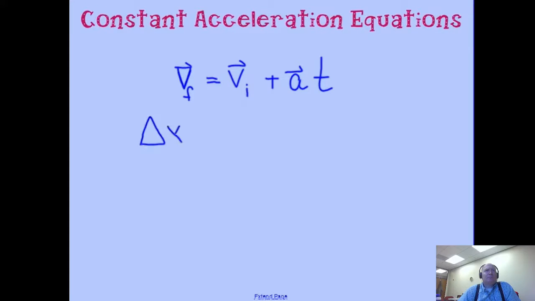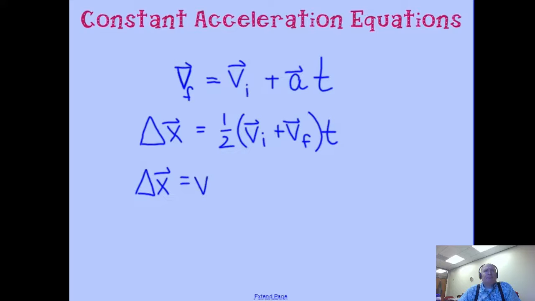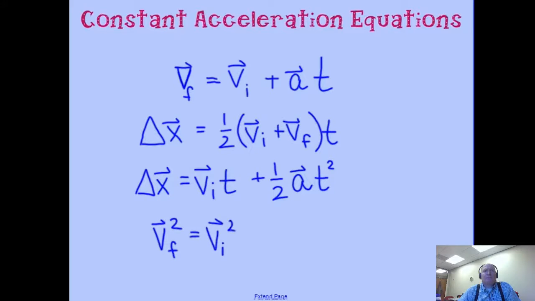The second equation tells us that the displacement is equal to 1/2 of the quantity, the initial velocity plus the final velocity, times time. Cool. Our third equation says that displacement is equal to initial velocity times time plus 1/2 acceleration times time squared. And our final equation says that the final velocity squared is equal to the initial velocity squared plus 2 times acceleration times displacement.